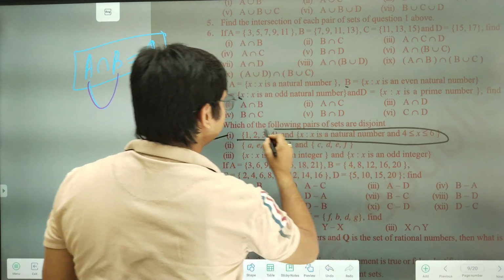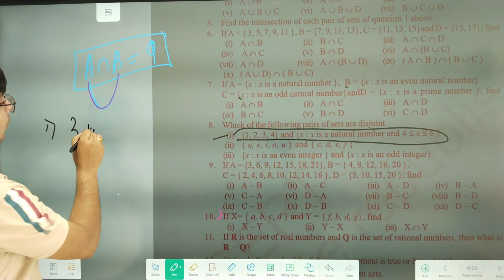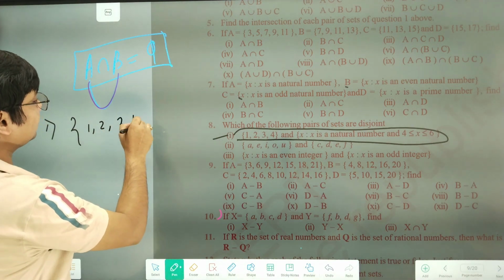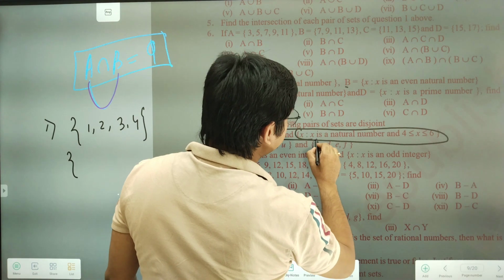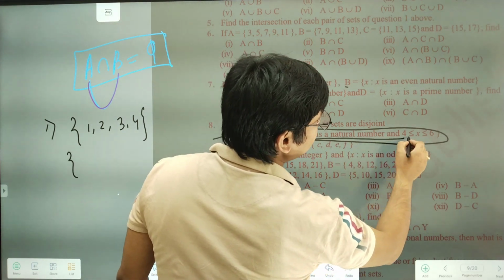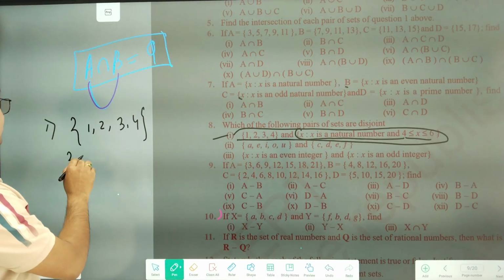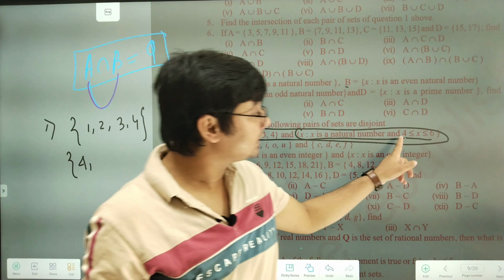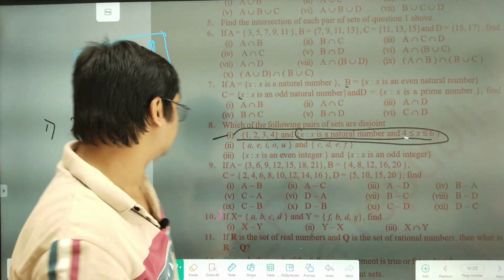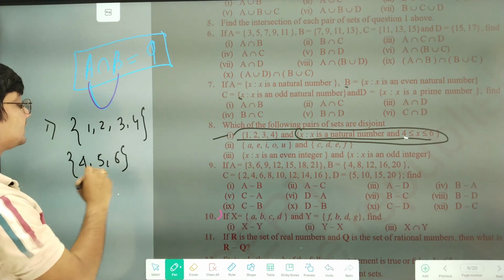So you see, in the first set, they provide 1, 2, 3 and 4. And what is the next set here? You see, x is a natural number and in between 4 and 6. Yes, 4 and 6. That means x is a natural number which is greater than or equal to 4 and less than or equal to 6. That means here 4, 5 and 6. So this is our next set.